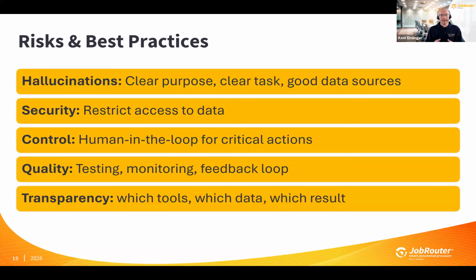And this is done by a clear purpose for an agent. That means that there is one task that you give to him and not let him do everything. Because an agent that can do everything typically starts hallucinating. And this is something that we want to avoid. Security is a major point. So you want to restrict the access to the data this agent really needs. And this is something that you also have to consider if you talk about agents within business processes.